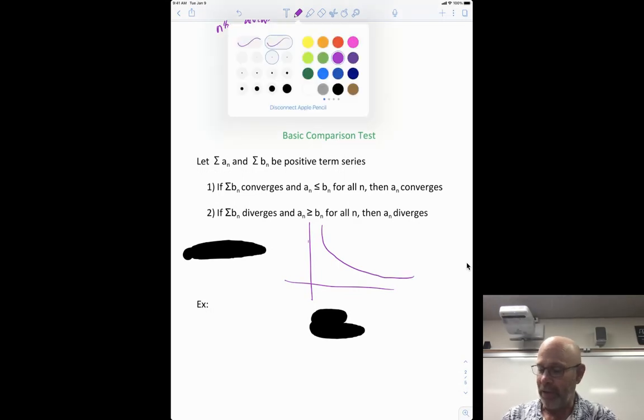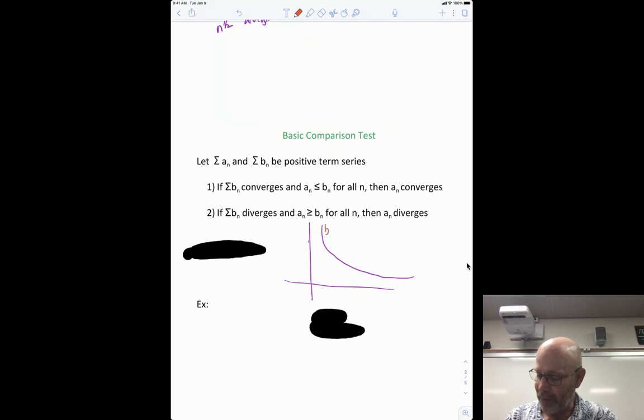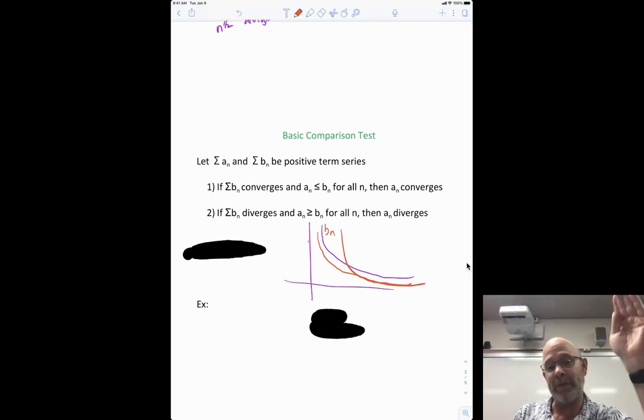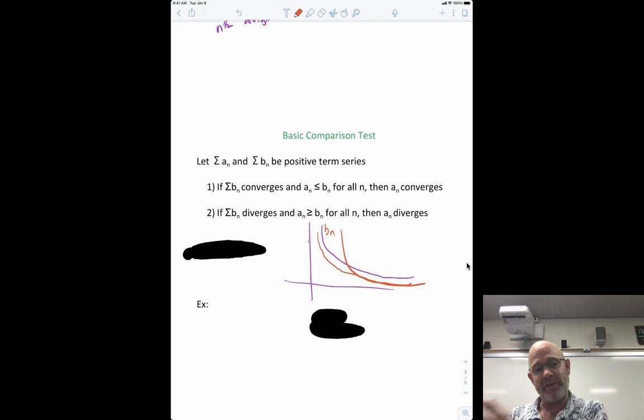Then I come along with this A sub n. Sorry, this was B sub n. Then I come along with this A sub n that is always less than B sub n. Then it's going to converge too, because it has to converge to something less than whatever B sub n is converging to. And by the way, it doesn't even have to be for all terms. We write for all terms, but it actually could cross here. It's still going to be true. Those other early numbers aren't going to matter. The numbers after are the ones that matter. And then vice versa.